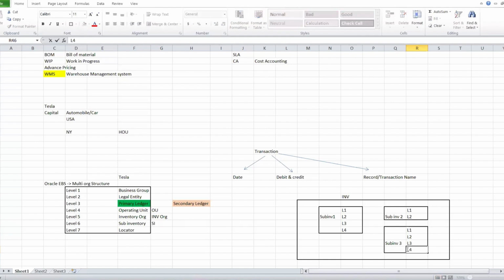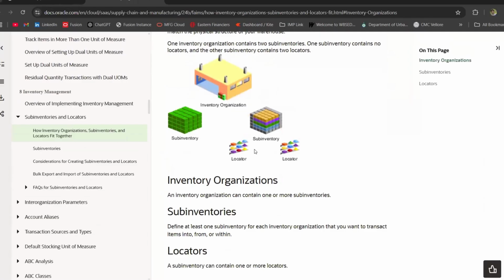Levels like that. Now, suppose you are working in a warehouse. In the warehouse, you can see that in a sub-inventory there is a stack, right? Stack means there is a row, rack, bin concept. Row, then rack, and then bin. So the row, rack, bin combination is for the locator.